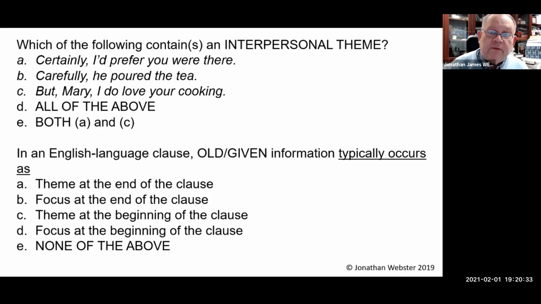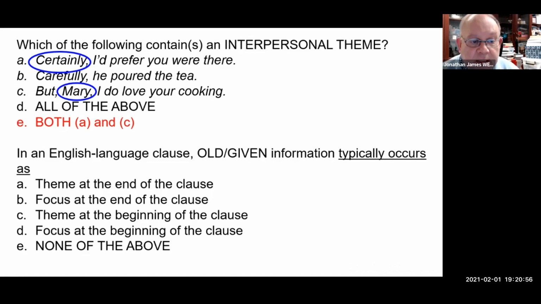What about carefully? But that's the manner, right? How he poured the tea. That's circumstance. Certainly. Now there is an expression of attitude. Modality. That is interpersonal. So the correct answer is both A and C, not B. That's part of what we call experiential. It's the circumstance. It's how he did it.